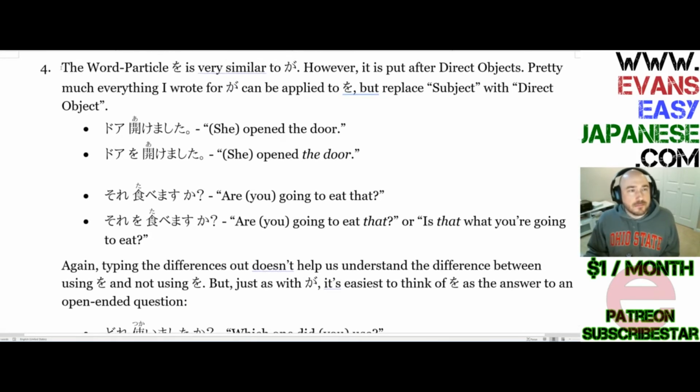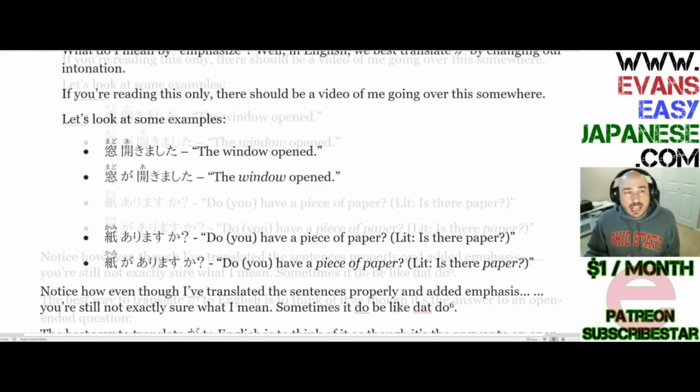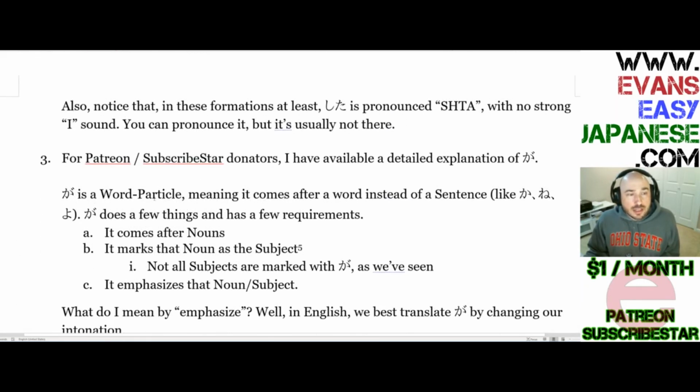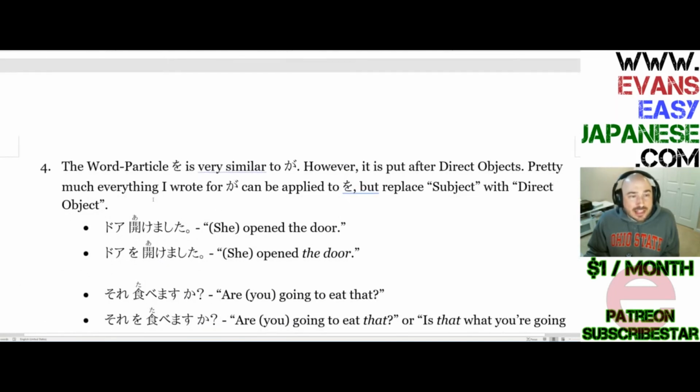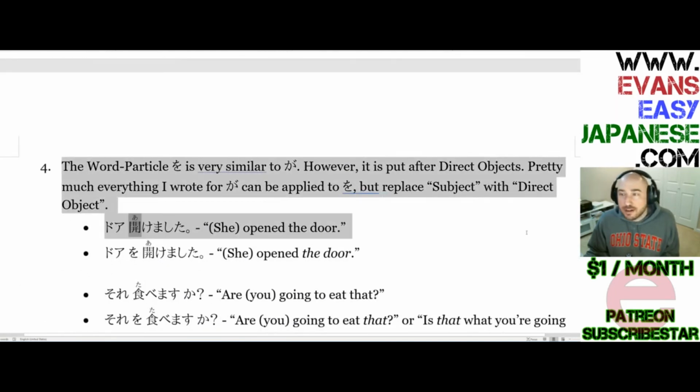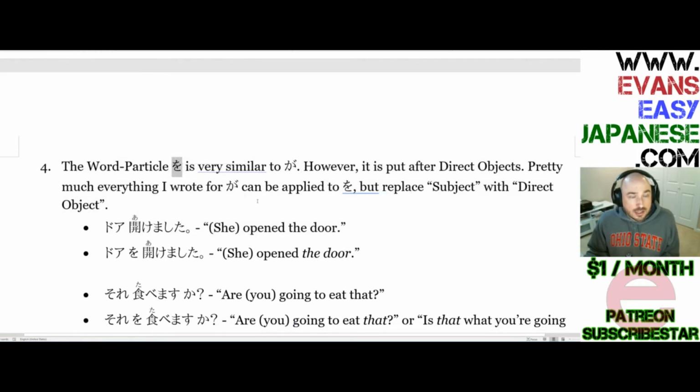All right, so we just got done talking about the ga particle, and pretty much everything is going to be the same with the o particle, except instead of identifying the subject, we're identifying the direct object. It puts the emphasis on the word before it. It's going to be used in answering questions. It's going to be used after question words like dore and dare and nani. It's just that we're going to be talking about direct objects, okay?